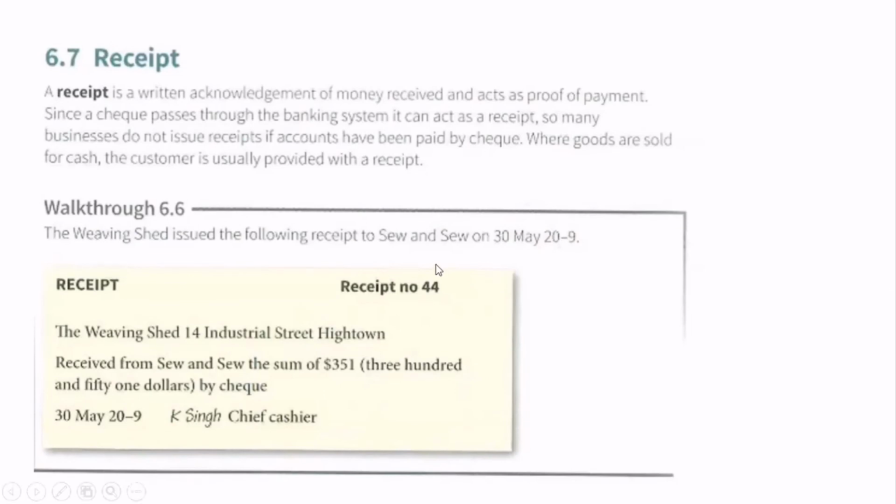That is all for the chapter on business documents.